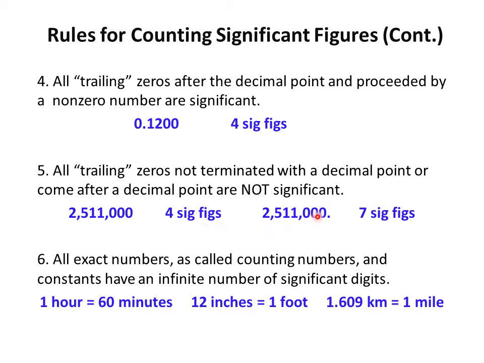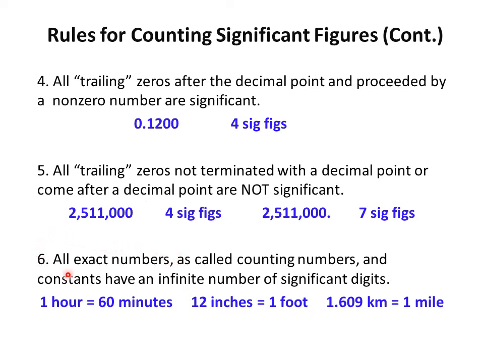Okay? Here's a subtle difference between how these two are reported. 511,000, terminated with the decimal point, makes this zero significant and consequently these zeros significant. So I will count 1, 2, 3, 4, 5, 6, 7 Sig Figs here. It's a subtle difference that you need to be aware of. If that zero is terminated by a decimal point, it becomes significant. If it's not terminated by a decimal point, it is not significant. This is the case for trailing zeros, okay?